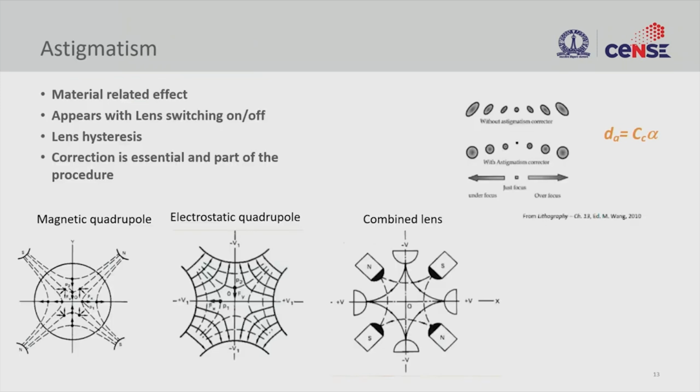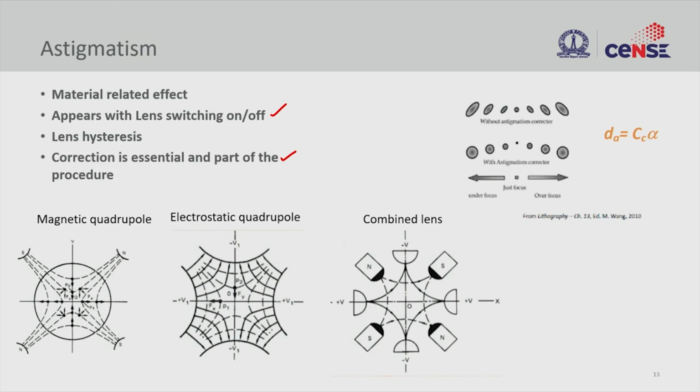And how do we control this? The astigmatism. Primarily this is material related as well. When I say material related, the lens system that we use, we switch on and off sometimes, and there will be some hysteresis in the lens that will add up and create this astigmatism, and we need to constantly correct it. There is no fixed solution to this, unlike optical lithography, where you fix the lens and then it should do its job unless the alignment goes off, but here you have to constantly correct it.